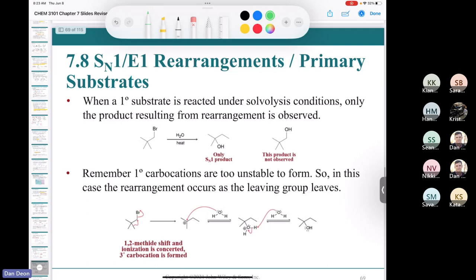Now, it says here an SN1 on a primary substrate. What? How could you do an SN1 on a primary substrate? Mr. Dion, you told me so many times that there's no such thing as a primary carbocation. So how could I take a molecule like this and expect it to undergo an SN1 or an E1 reaction? It's primary. I can't just have a loss of leaving group.